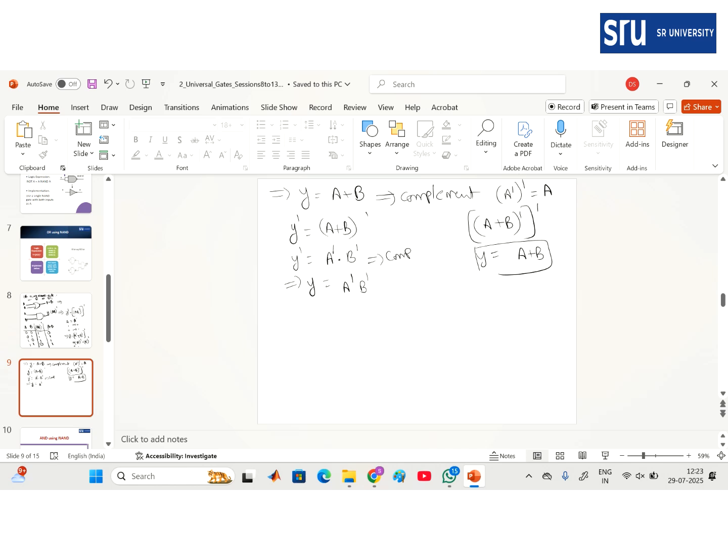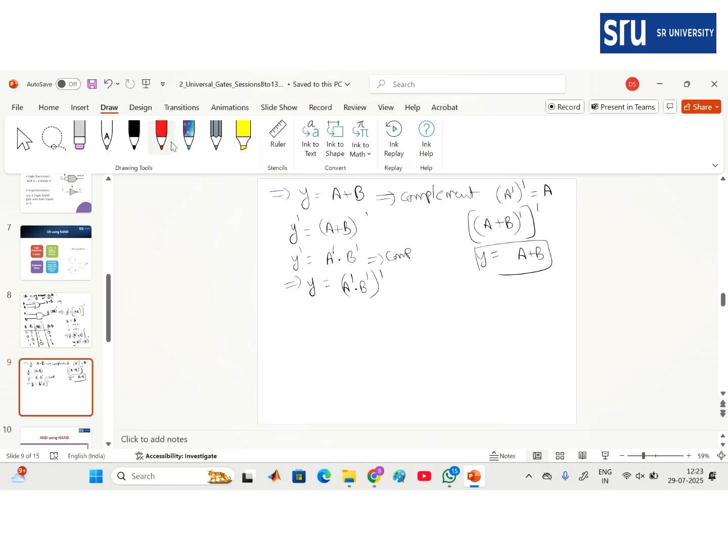A bar whole bar, right? So if I again apply the complement, then I will get A double bar whole bar, that is A dot becomes plus, B complement double complement is B bar, right? Now this is the expression for the NAND gate, right? But in the NAND gate we have Y equals AB whole bar. But here in this case I have complement of A bar as well as complement of B bar, right?